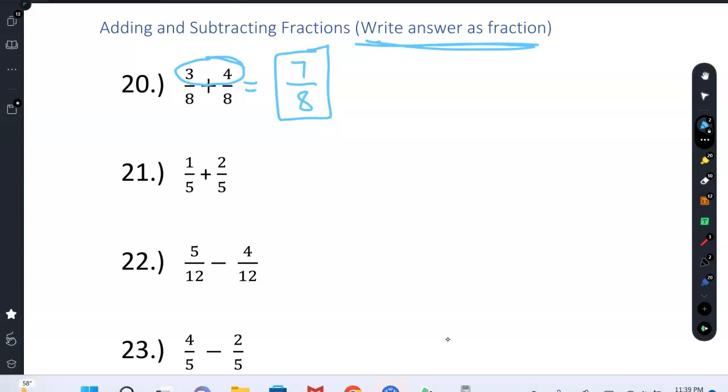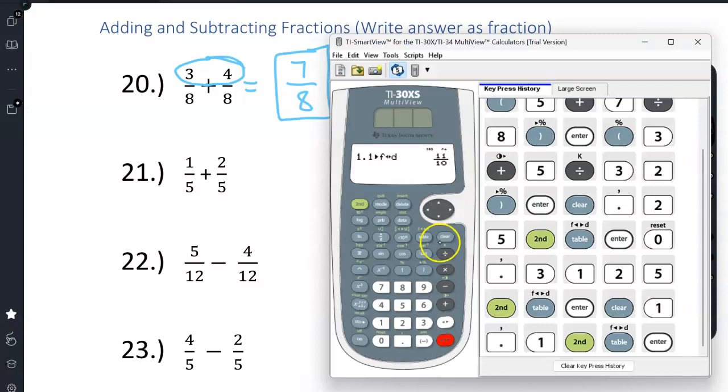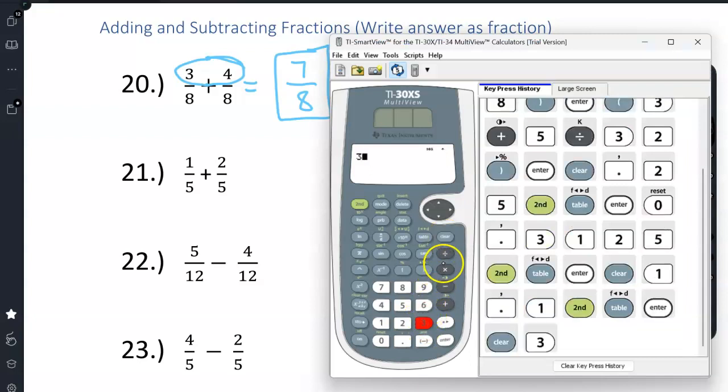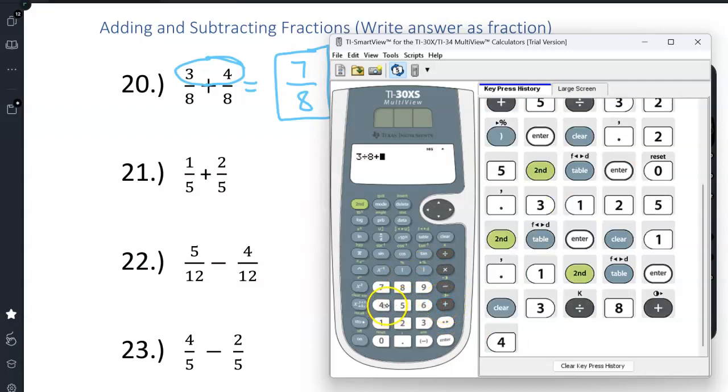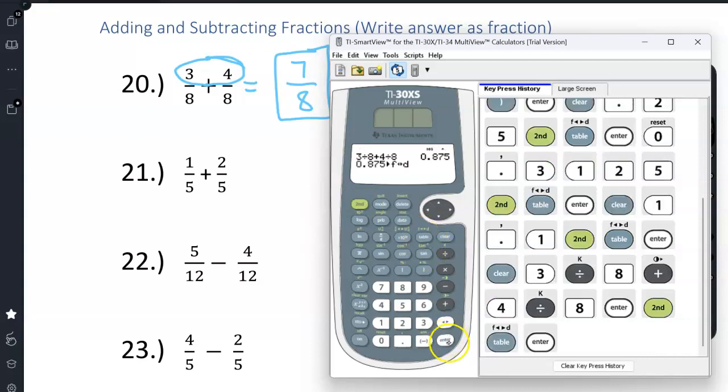But my calculator can handle that too. So it's 3 divided by 8 plus 4 divided by 8. I'm going to press enter, and my calculator is going to give me this answer as a decimal. But I'm looking for this answer as a fraction, so I can't forget what I just learned. To convert from a decimal to a fraction, I hit second, and then table, and it gives me the value 7/8. So although I could do this by hand, I'm just going to do these in the calculator.